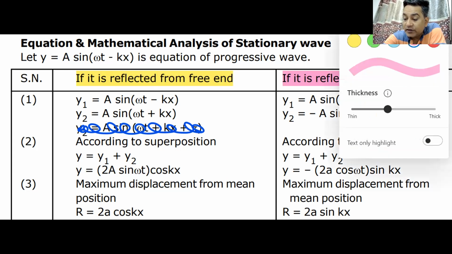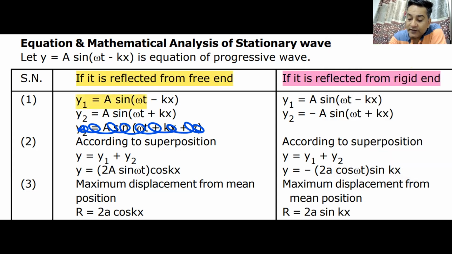As you can see over here, the original wave is sine omega t minus kx. It is getting reflected back 100%. The reflected wave is omega t plus kx. It is moving in the negative direction, but it has not undergone any phase change. But if you look at the pink side, the original wave was omega t minus kx. The returning wave, the reflected wave, is minus a sine omega t plus kx. It has undergone a phase difference of pi. Do we see this? Yes, sir.